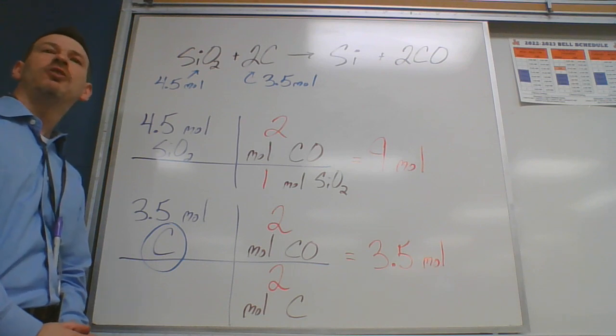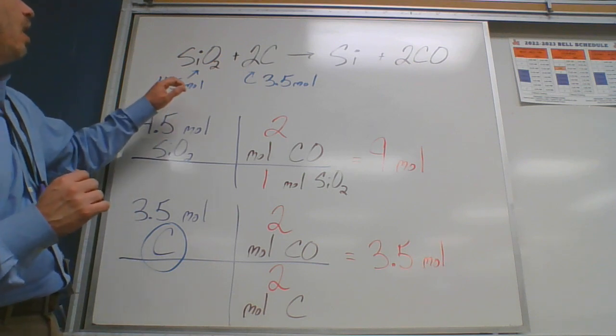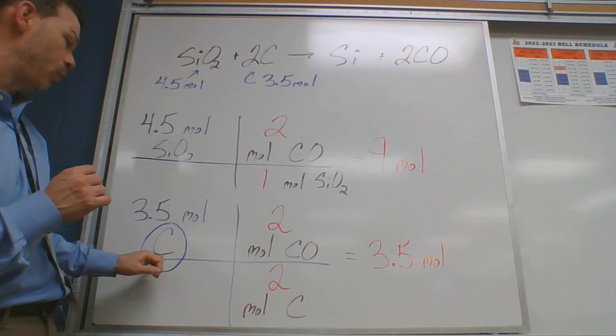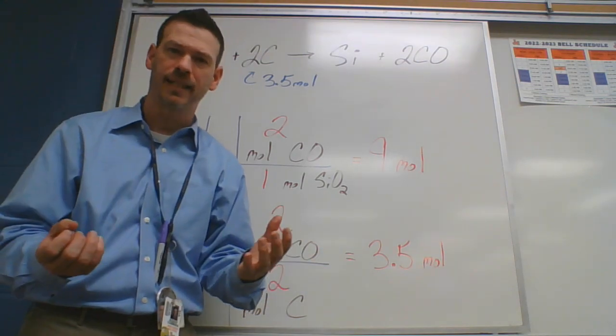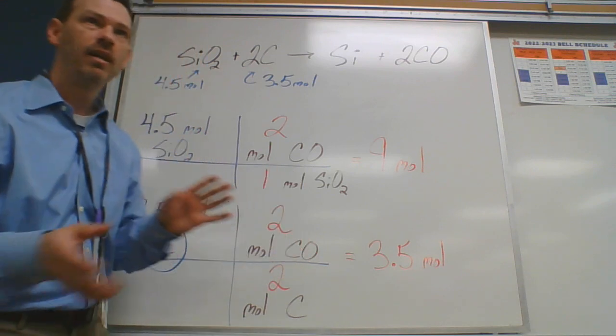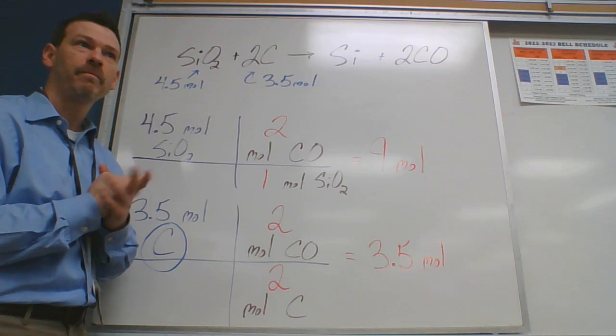Now, this doesn't do a good job at proving my point, rather, of not judging off these starting numbers, because this was the smaller number and it was ultimately the limiting reactant. But, I mean, sometimes that works. It's just not the way to do it. So let's do one more problem and maybe prove it.